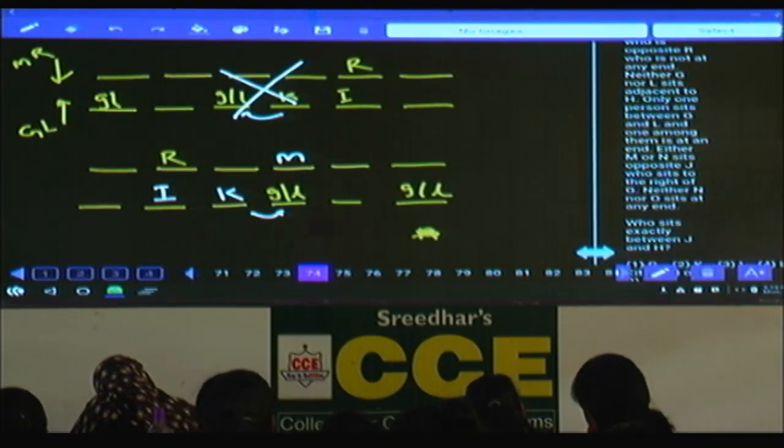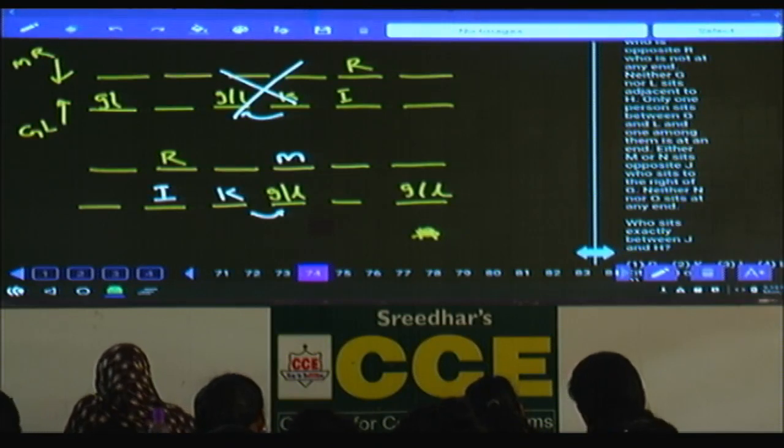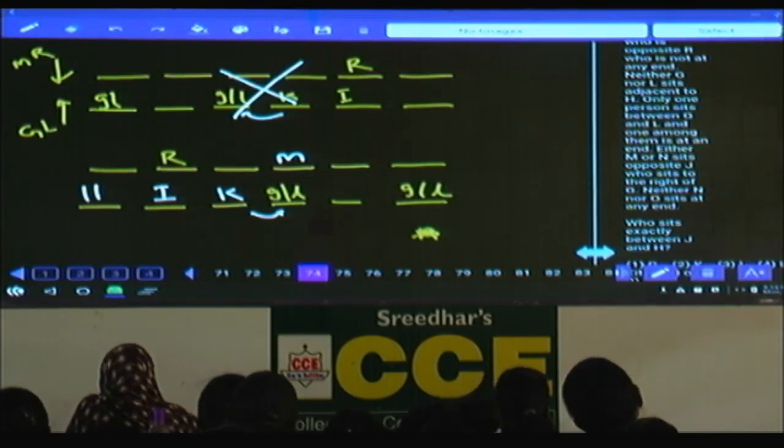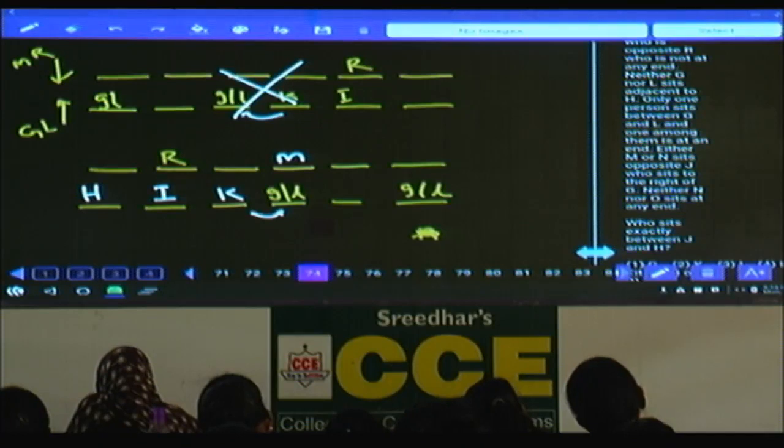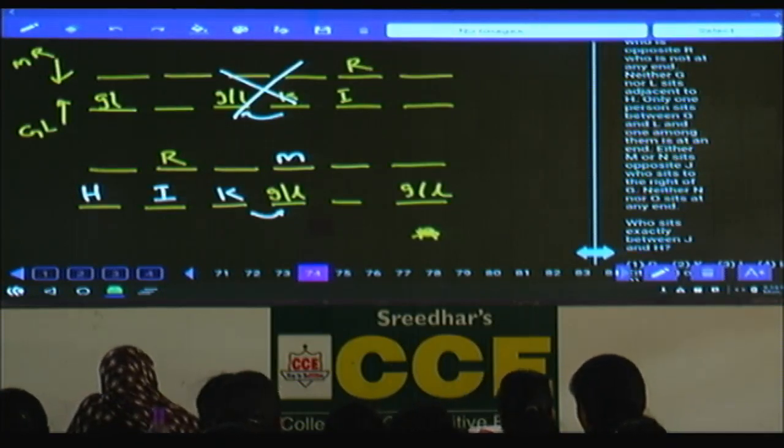Neither G nor L sits adjacent to H. G and L cannot be adjacent to H, hence H must be at this place. And only one person between G and L, and one among them is at an N. Either M or N sits opposite to J. Opposite to J, tell me who is that person?